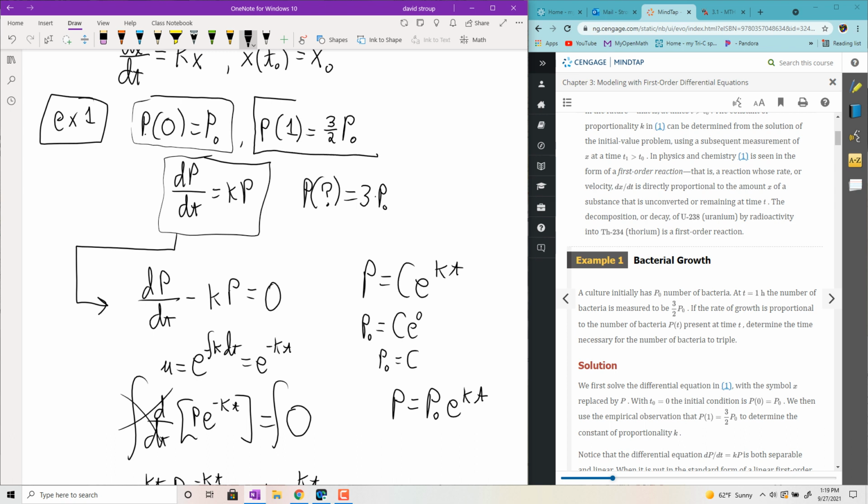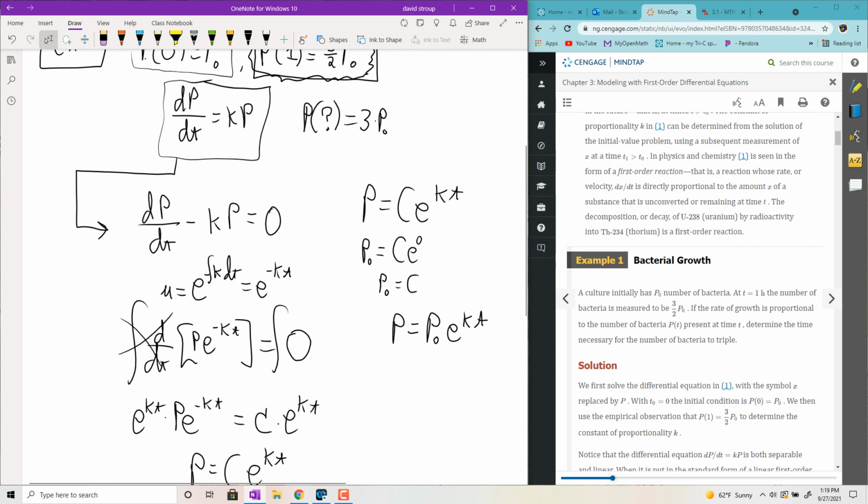Now I go back up to the top and look at the second initial condition. This is going to allow me to solve for k. All right, so I'm going to plop that into this equation. P of 1 equals 3/2 p sub 0. And so I'm plugging in 1 for t. So I have e to the k times 1, which is just e to the k. And then I could solve for e to the k by dividing both sides by p sub 0. And I'll have e to the k as 3/2. Then do ln on both sides. So I'll have k equals ln of 3/2.